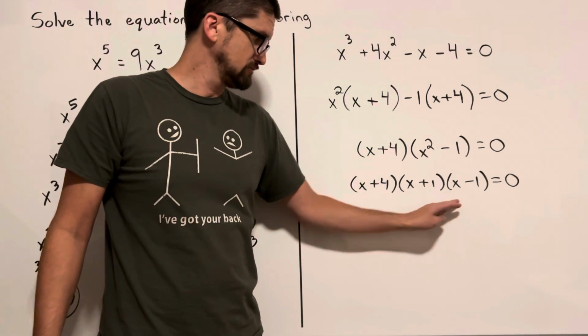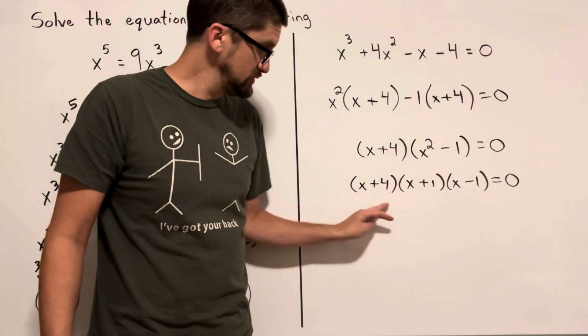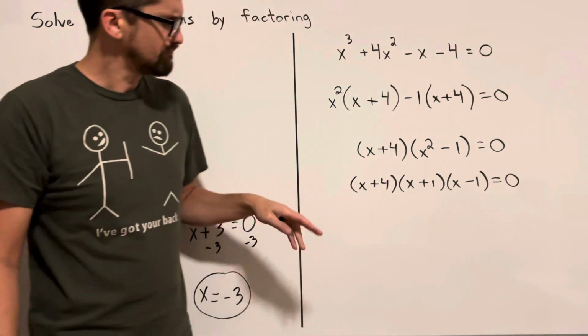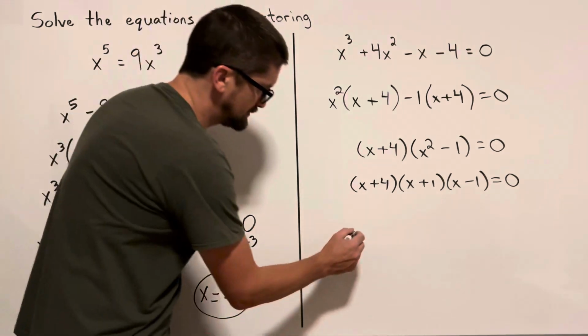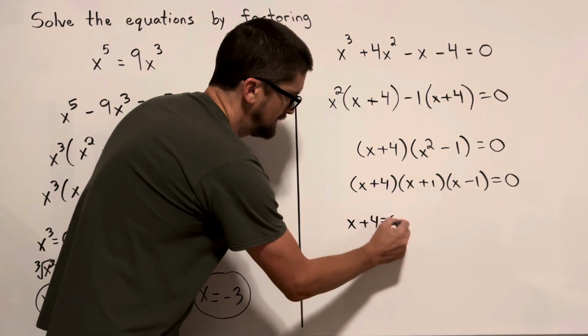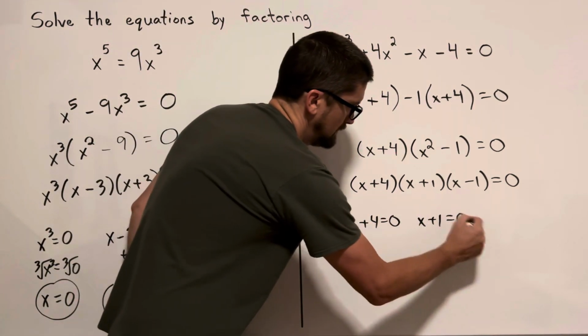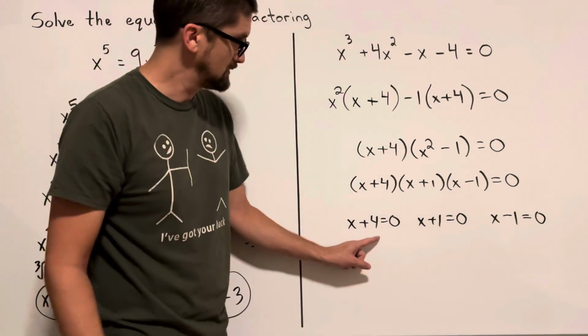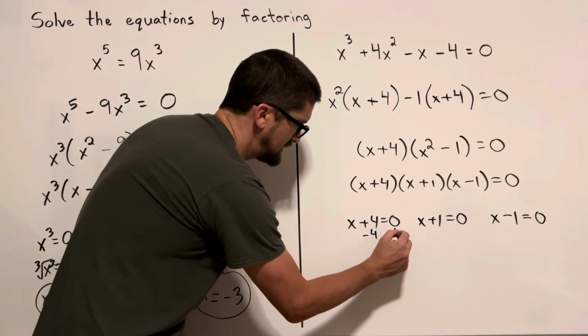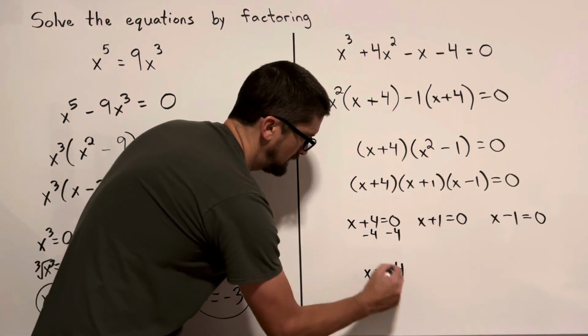One of these, 2 of them, or all 3 of them have to be 0. So we're going to set each of them equal to 0 and solve, just like we did in the last problem. So we have x plus 4 equals 0, x plus 1 equals 0, or x minus 1 equals 0. For the first one, subtract 4 on both sides, and you get negative 4.